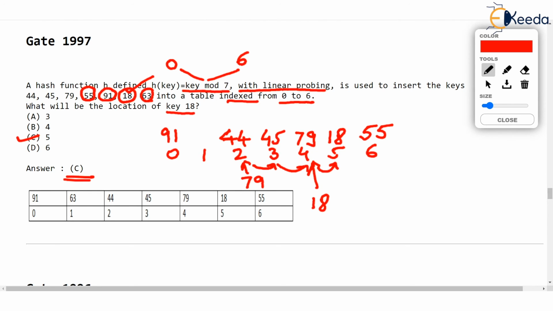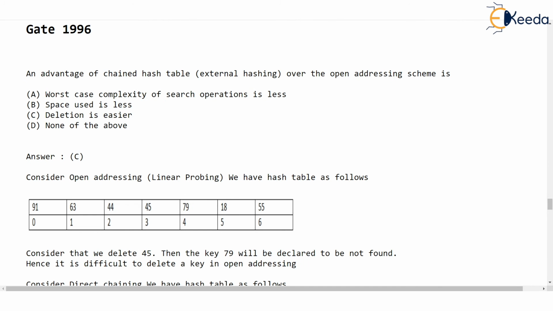Please don't jump to the conclusion that while solving the GATE paper you can store 18 directly. You will have to go from the first element onwards, because only after mapping all these elements and reaching 18 will you know where 18 gets mapped. Isn't it so? By the way, the answer is C. Thank you very much.